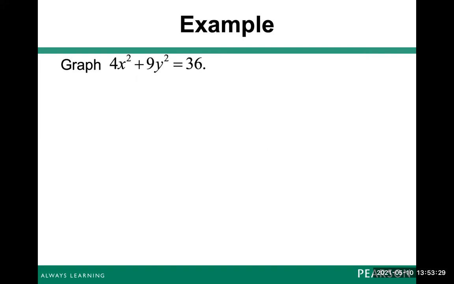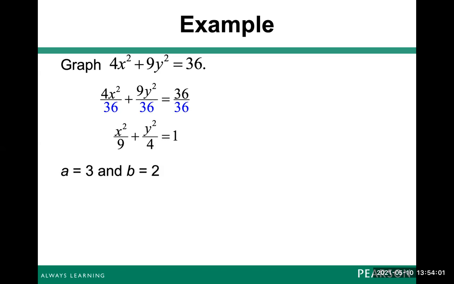All right, for the next example, we have 4x squared plus 9y squared equals 36. So what we want to do with this one is put it in the correct form. And we're going to do that by dividing every term by 36. We need that number on the right-hand side to be 1. So if you divide everybody by 36, you end up with x squared over 9 plus y squared over 4 equals 1.